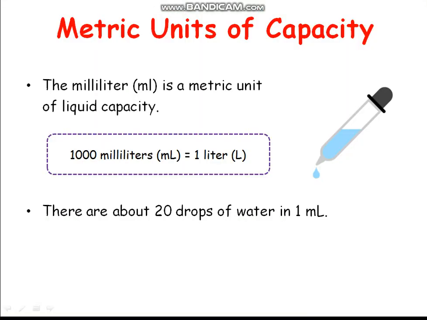Grade 4. Our lesson today is about the metric units of capacity and mass. Let us start with capacity. Capacity is the measurement of any liquid inside any container. Let's say the Pepsi bottle, the milk bottle for babies, the Pepsi can, the water bottles, and whatever.